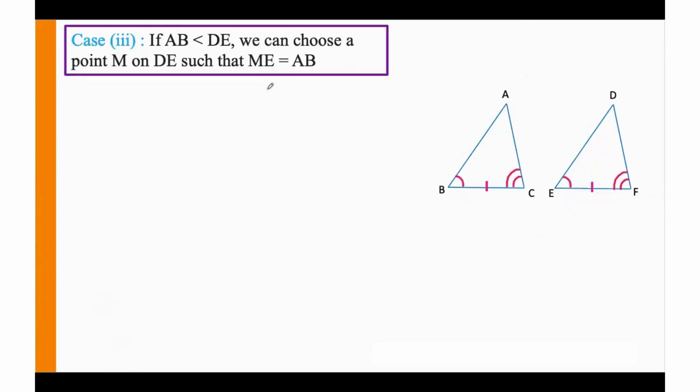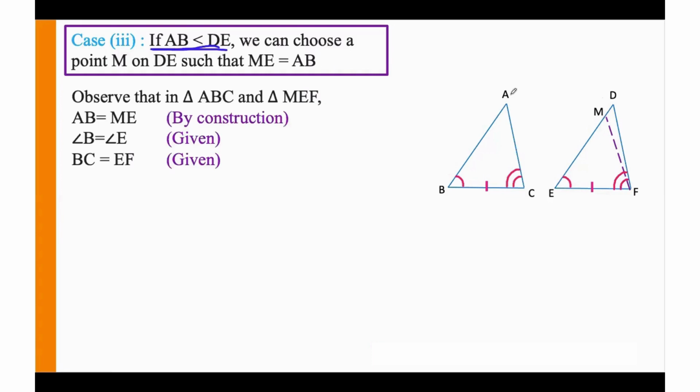Now, the third case, where we assume that AB is less than DE. Now here in this case, DE is bigger. And so we will take a point on DE here. Let us take a point M such that ME is equal to AB. ME is equal to AB.